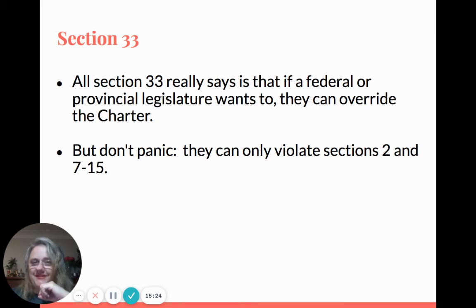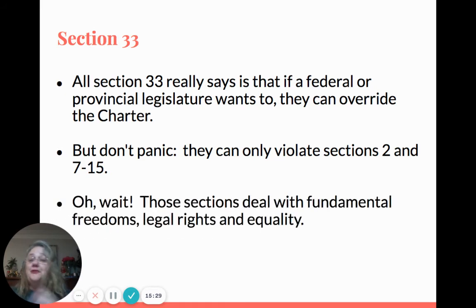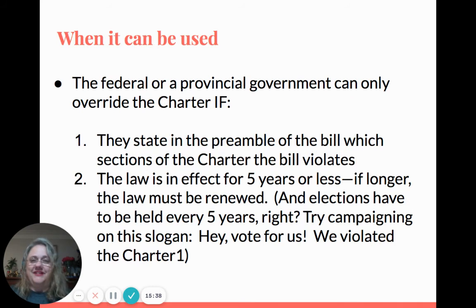Did you actually look? So yeah, all they can do is violate your fundamental freedoms, your legal rights, and your equality rights. What? How can this? Okay, how?